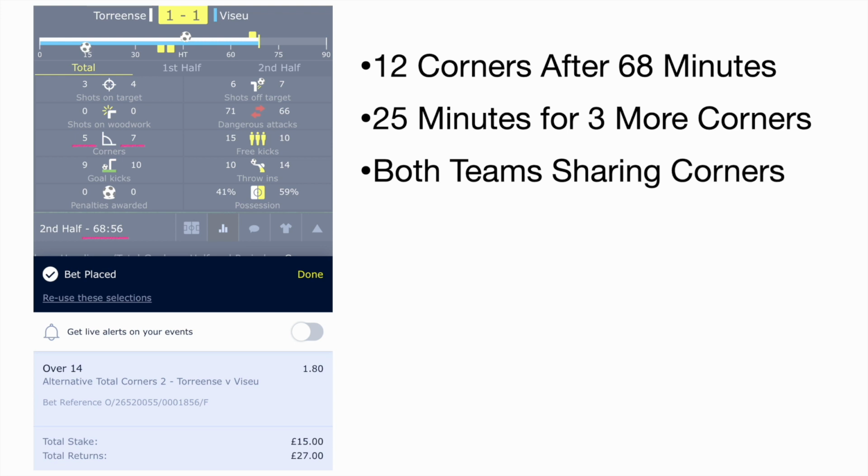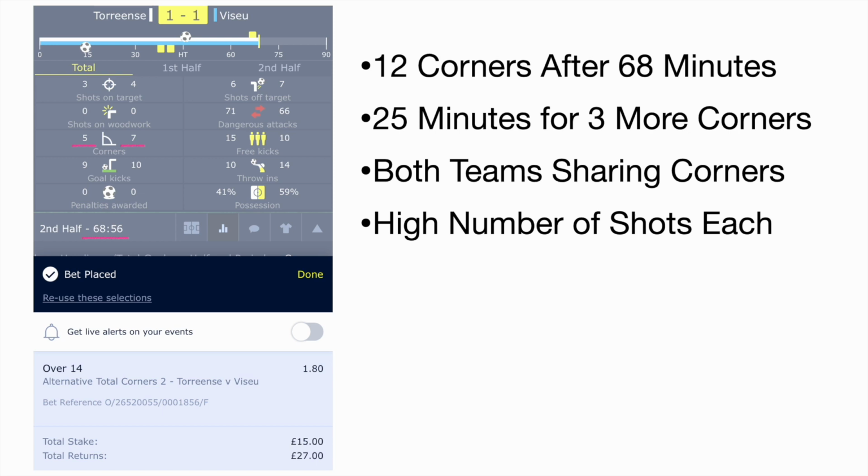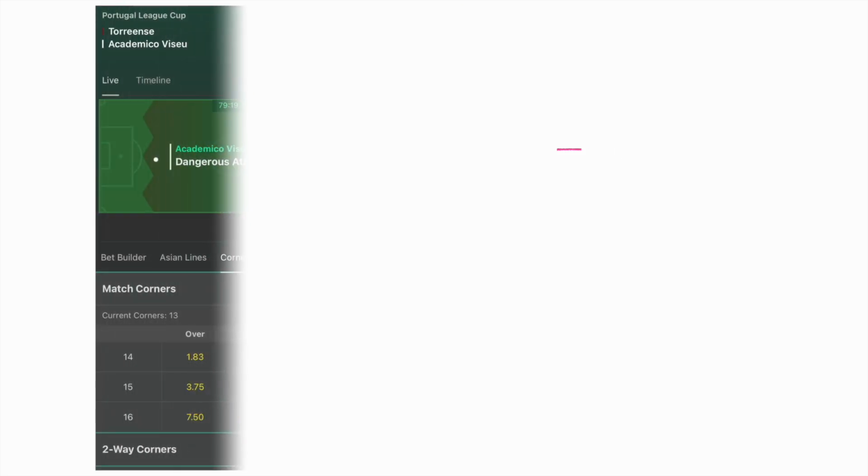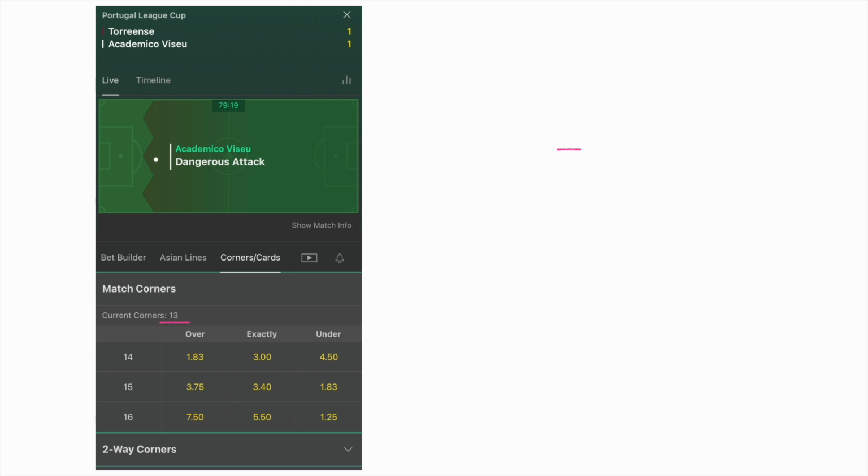We've got 25 minutes for 3 more corners. And as I said, I'd be happy with that in the last 10 minutes usually. Both teams are sharing the corners, 7 and 5, so that's a good sign. There's been a high number of shots on target and off target in the match, and they're both looking for the win, so definitely an ideal spot. So let's have a look.